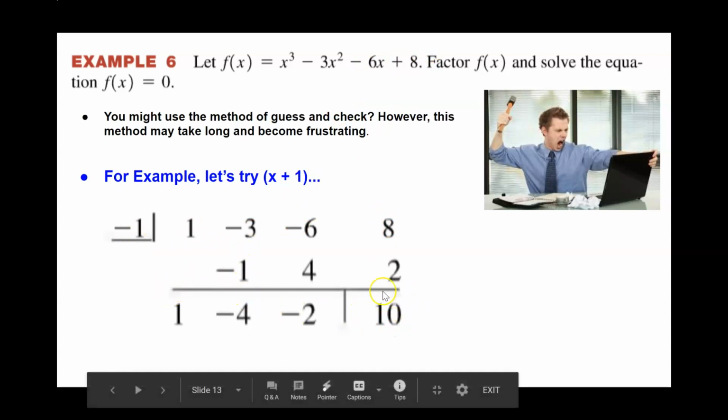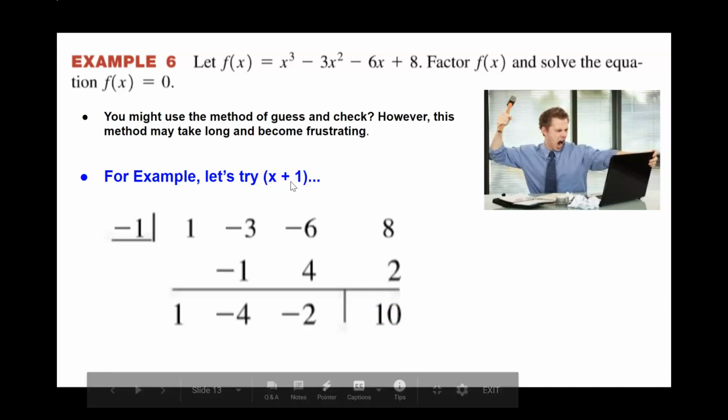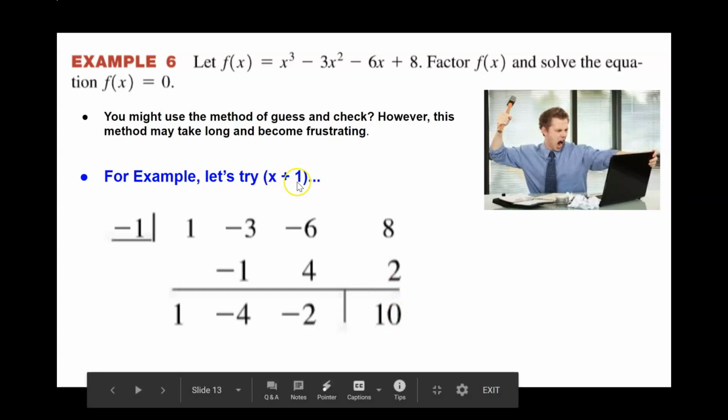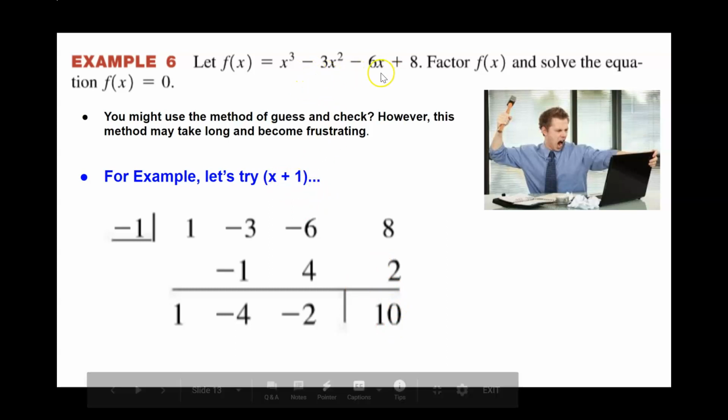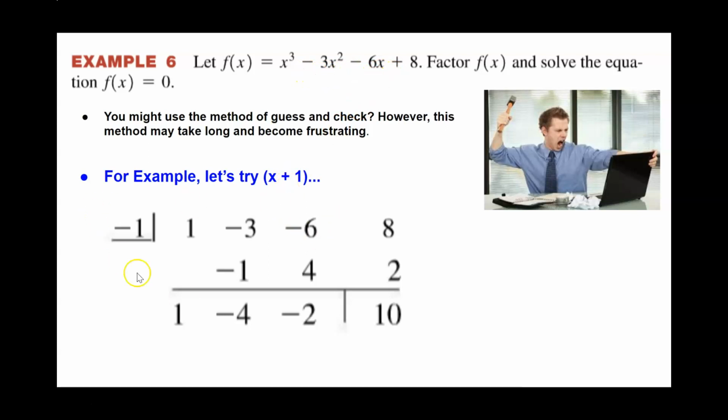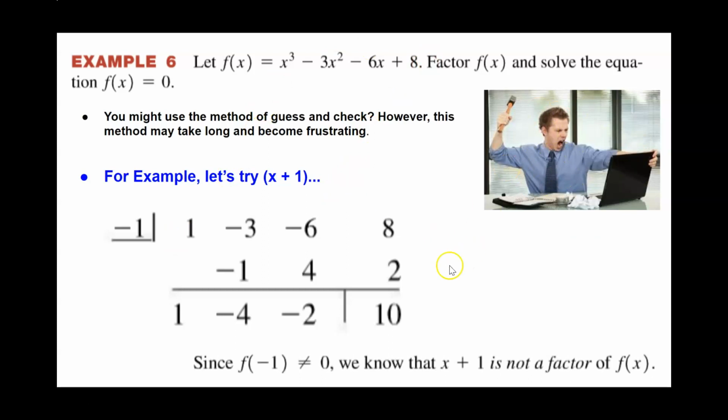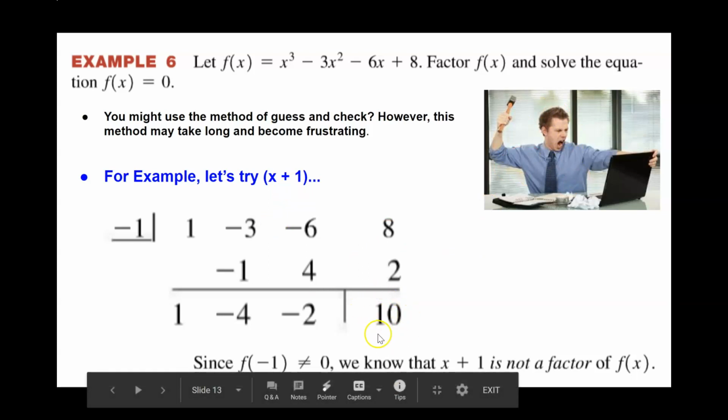And notice here, we got a remainder of 10. So what does that mean if we have a remainder of 10? Remember our very first example in this section? If you have a remainder, then this x plus 1 is not a factor of this polynomial. So we actually just wasted a whole bunch of math when we chose x plus 1. We have to try another factor. Maybe we want to try x plus 2 or x plus 3 or x minus 5 or something like that. But you can see how frustrating that can be, just picking a factor without knowing if it's going to give a remainder of 0.